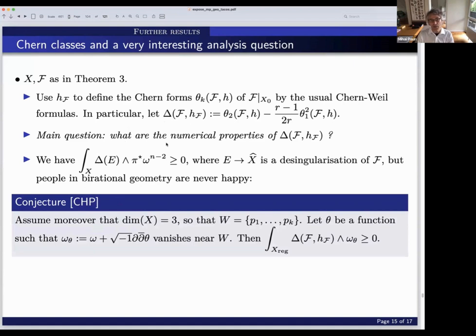So assume that in this context, the dimension of X is equal to 3. So then we only have W, which is a finite set of points, which are the bad singularities for which we don't know anything. So then consider a function theta such that if I take my metric omega plus i ddbar of theta, this is 0 near W. I can assume that this is 0 on this set omega that I mentioned before. And then the conjecture was that the integral over the regular part of X of the analog of this discriminant of F wedge omega_theta is semi-positive, right?